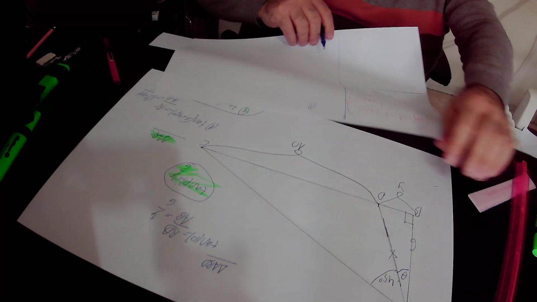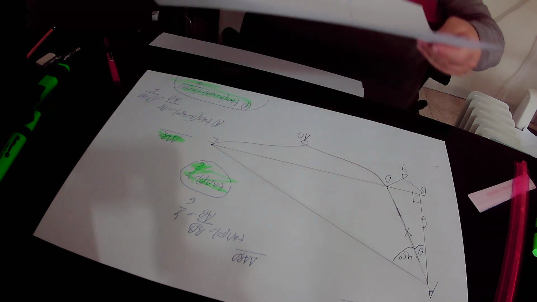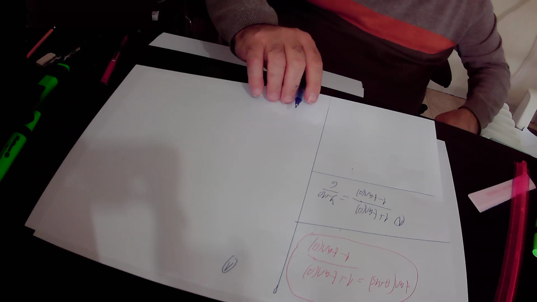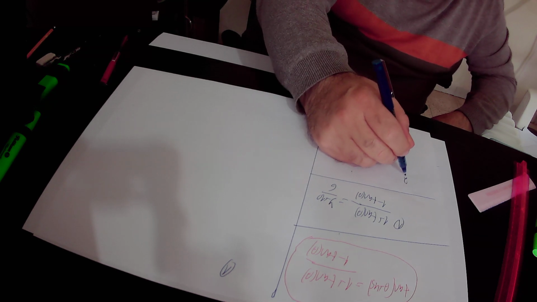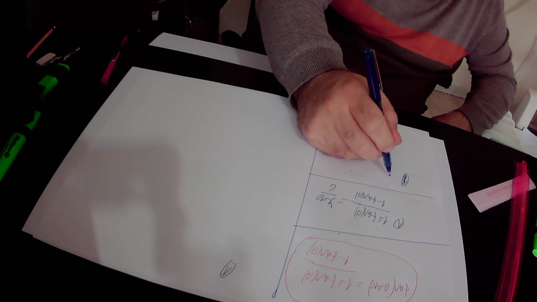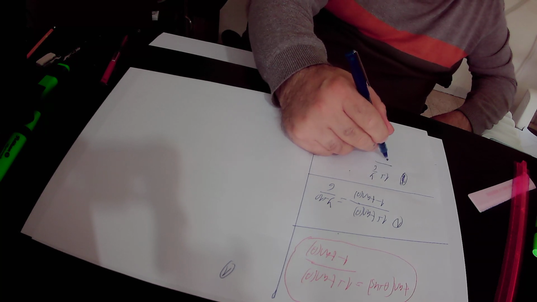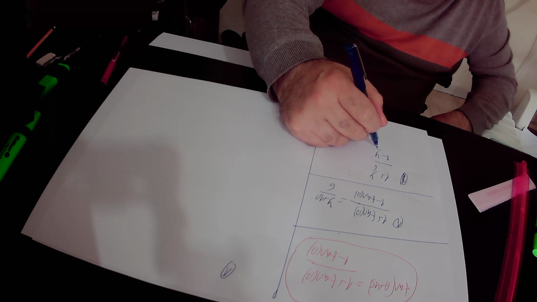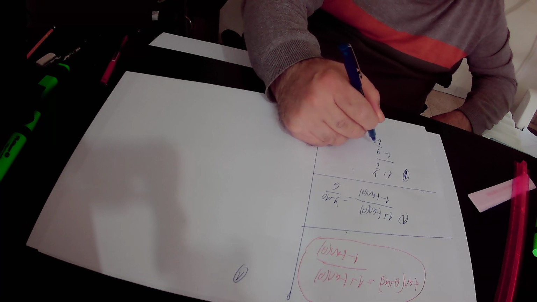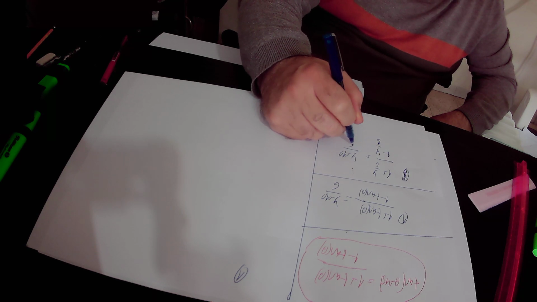We have already found out that tangent theta equals Y over 6, so we substitute tangent theta in this equation by Y over 6. And we get that according to equation number 1, 1 plus tangent theta, which is Y over 6, over 1 minus tangent theta, which is Y over 6, is equal to Y plus 10 over 6.